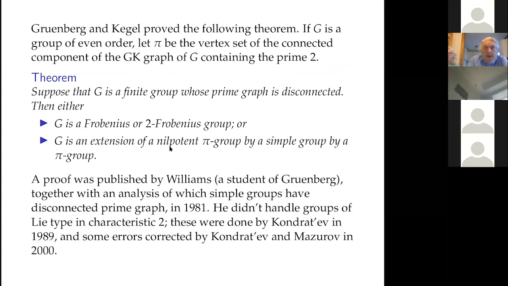So, as I said, they didn't publish this, but Williams, who was a student of Gruenberg, published a proof in 1981 and analyzed which simple groups have disconnected prime graph. He couldn't handle groups of Lie type in characteristic 2. Kondratyev did that in 1989, and there's another paper in 2000 which tidies it up a bit and corrects a few errors. So we have good information about groups with disconnected Gruenberg-Kegel graph now.